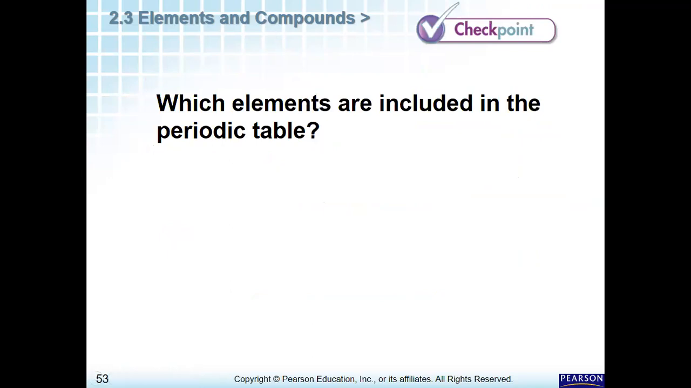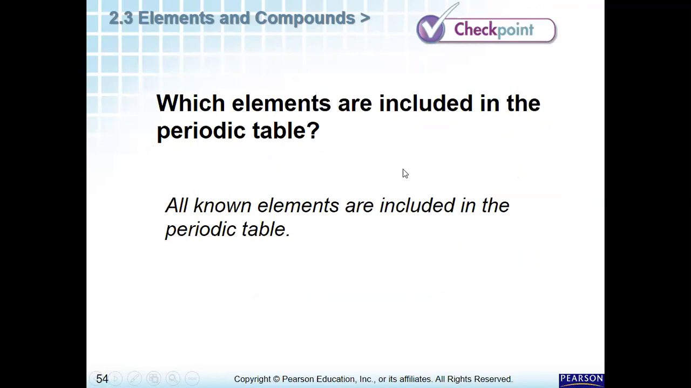Let's ask ourselves a question. Which elements are included in the periodic table? I think all the known elements are there, because all the elements we discover or explore in our life are inside the periodic table.